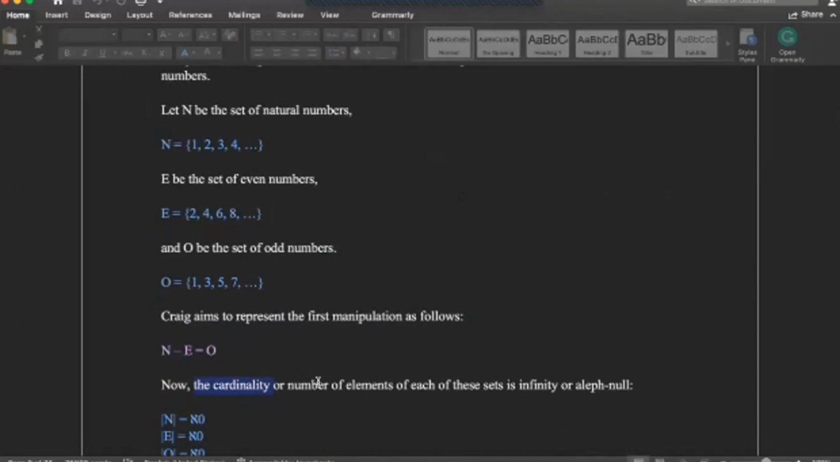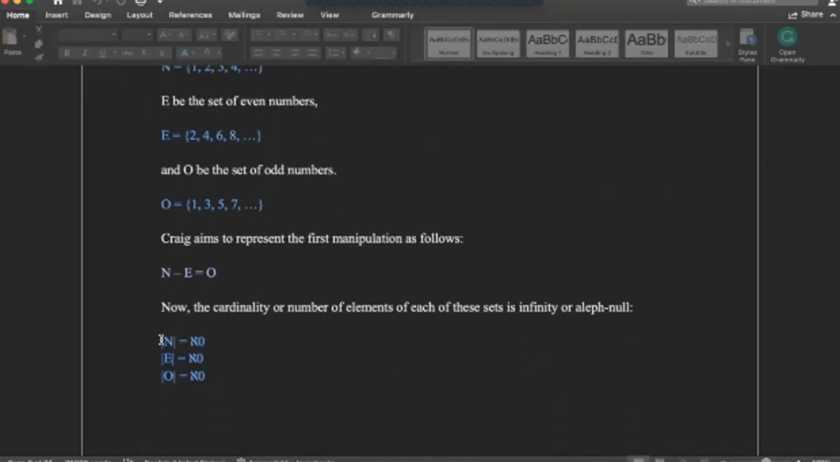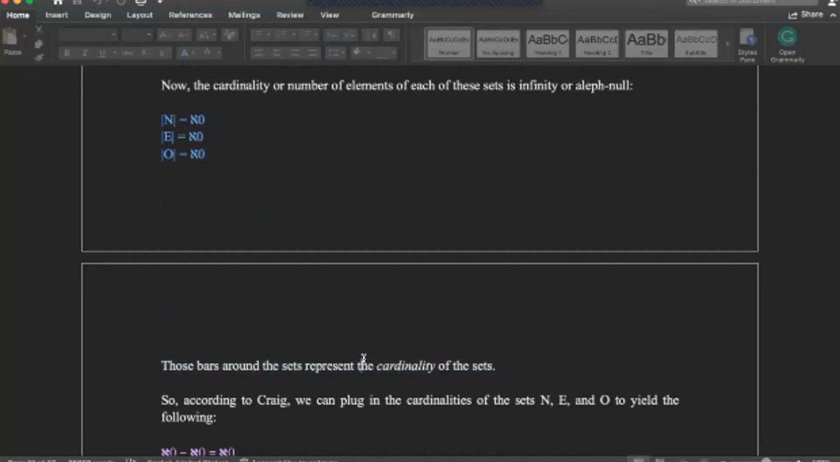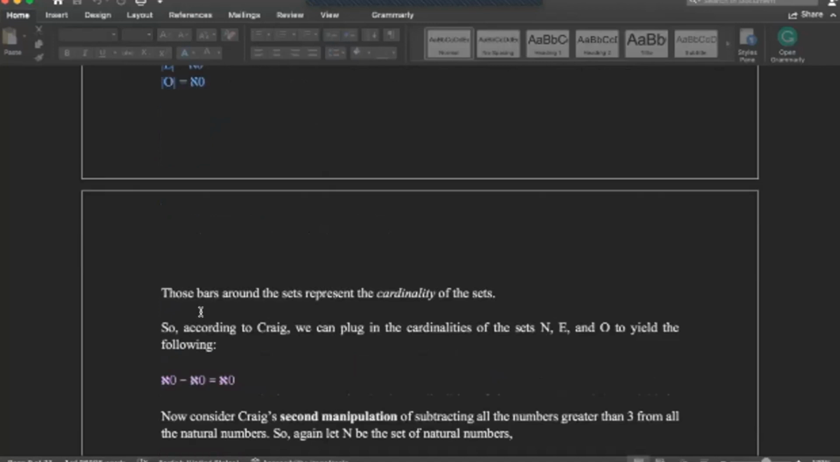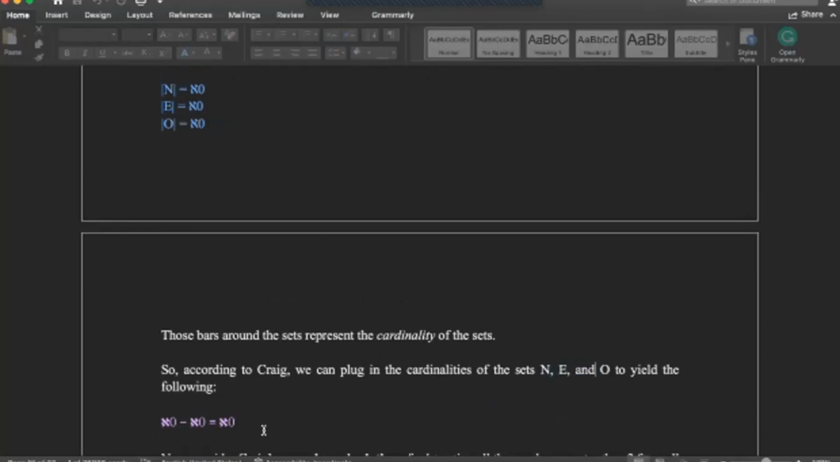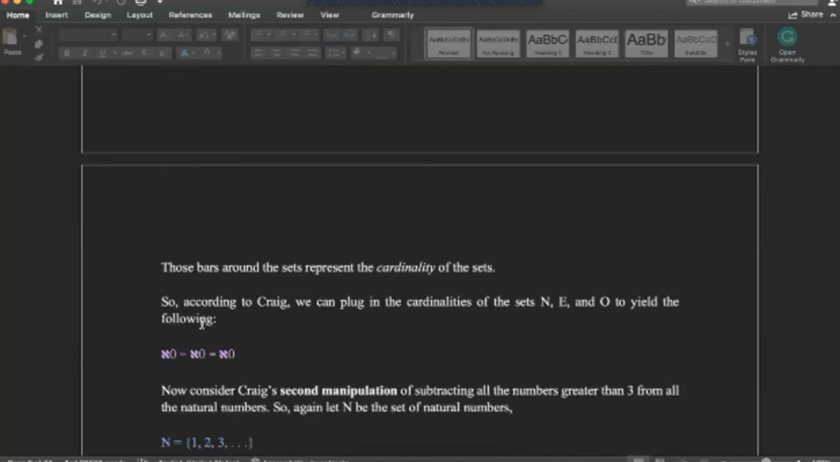Now, importantly, the cardinality, or number of elements, of each of these sets, each of N, E, and O, is infinity, or Aleph null. So the cardinality of N is Aleph null, the cardinality of E is Aleph null, and the cardinality of O is Aleph null. Those bars around the sets represent the cardinality of the set. So bars around N is just the cardinality of N. According to Craig, we can plug in the cardinalities of the sets N, E, and O to yield the following equation. Aleph null minus Aleph null equals Aleph null. So we had N minus E equals O, and then we have the cardinalities of the relevant sets, and so we just plug these in here. Aleph null minus Aleph null equals Aleph null. So that's the first operation.